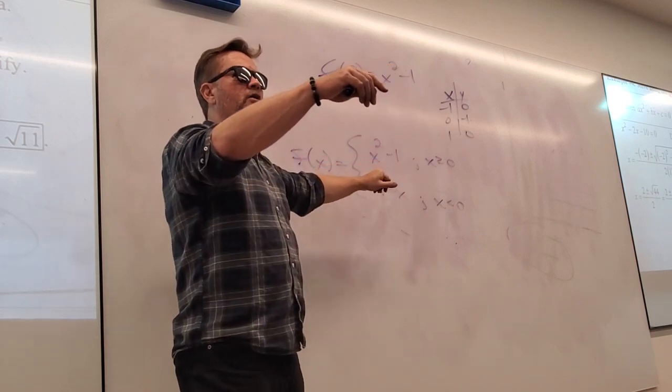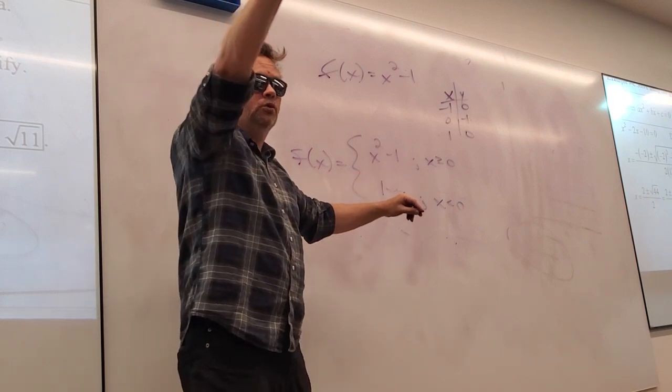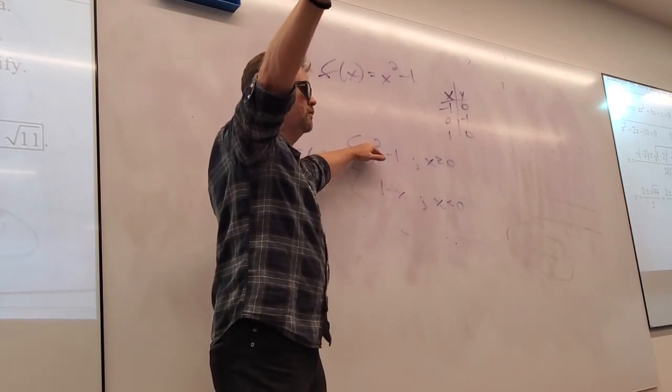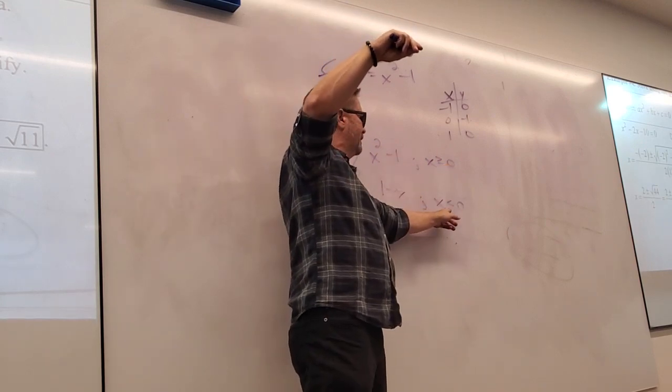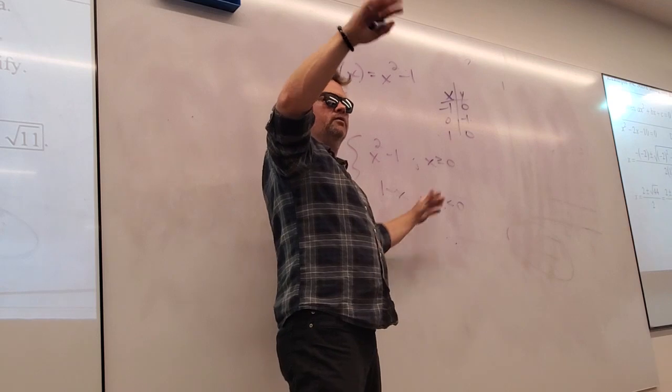Really quick, if I had an input of 2, can anyone see which one of these I use? The top one. Because for inputs of at least 0, I use this one. For inputs less than 0, I use that one. You guys see what I'm saying?